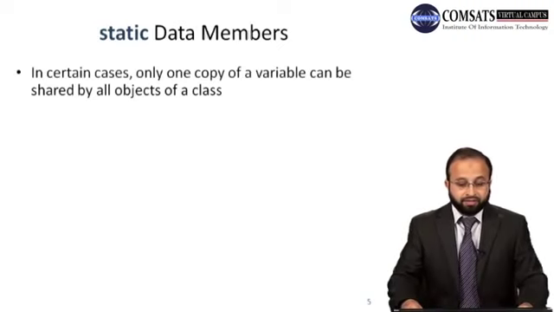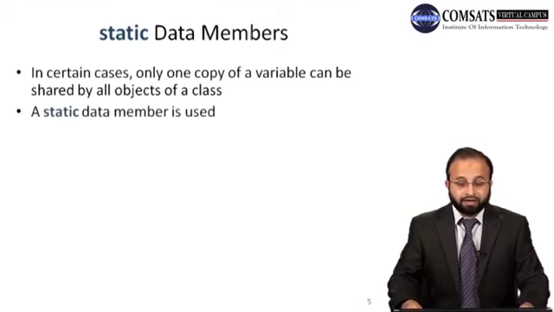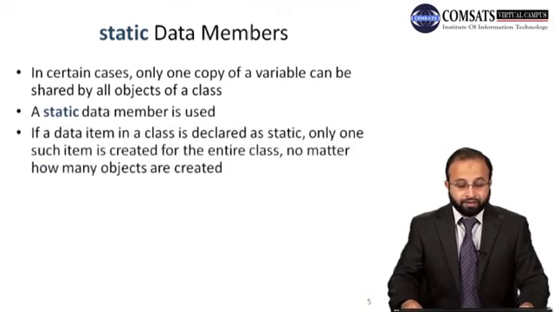Static data member. In certain cases, only one copy of a variable should be shared by all the objects of a class. There are some situations where some information must be shared among the objects of that particular class. For that, a static data member is used. If a data item in a class is declared as static, only one such item is created for the entire class, no matter how many objects are created. So a static data member is kind of a global data member, right?